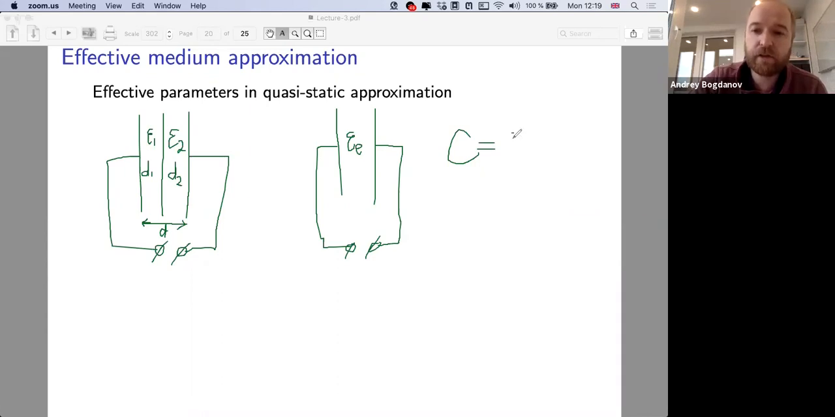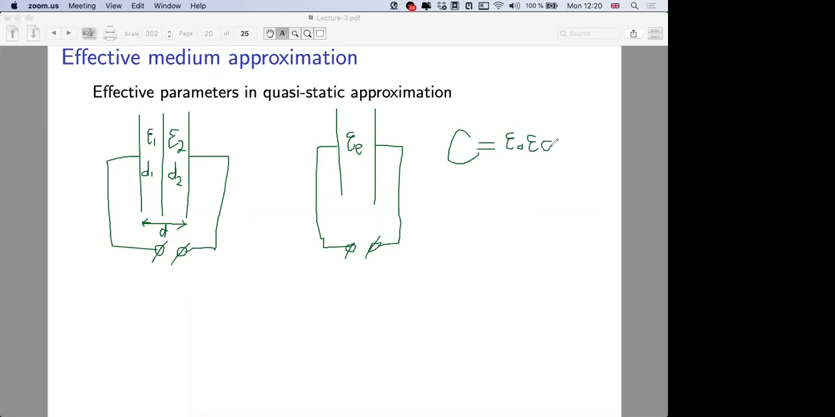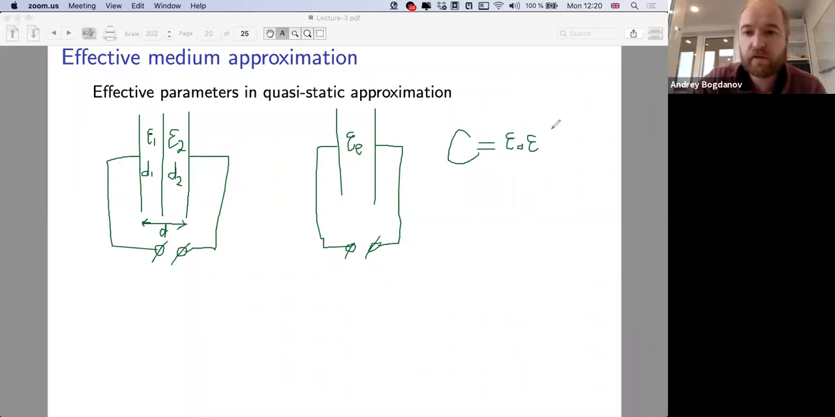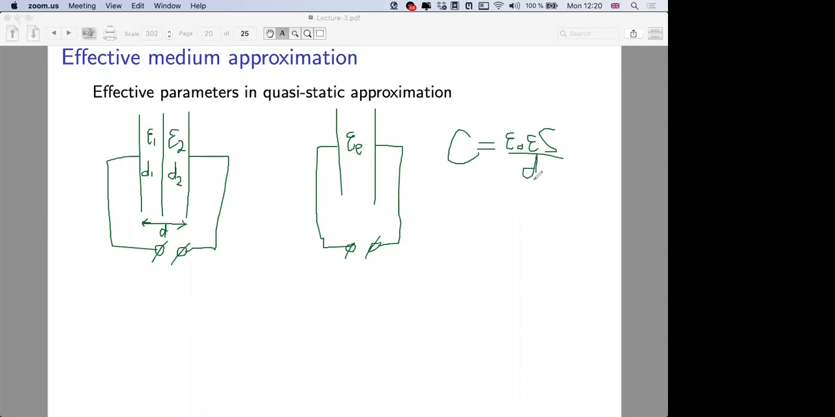Okay, in the standard system of units, let's write epsilon naught, epsilon, then S. Sorry, raise. Okay, exactly. S over D, yeah. Okay.